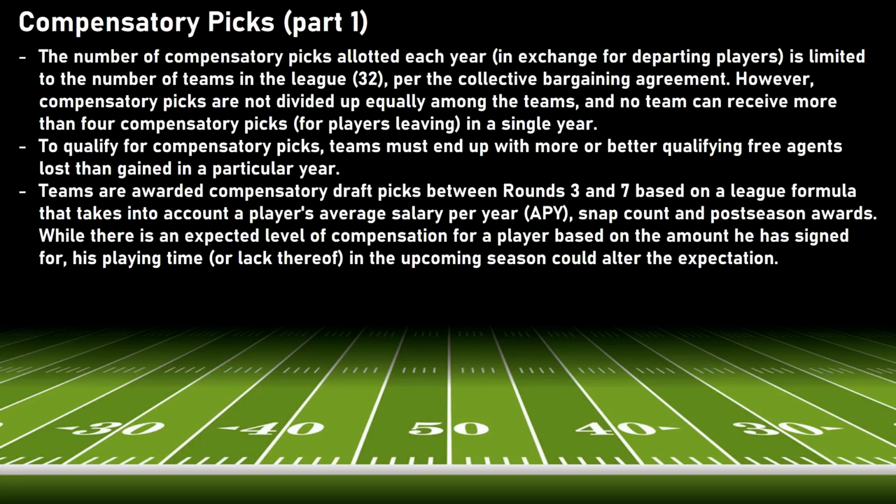And it's limited to a number of teams in the league, 32 per the collective bargaining agreement. However, comp picks are not divided equally among the teams, and no team can receive more than 4 comp picks. For players leaving, they can receive more than that total in a single year. Teams are awarded comp picks in between rounds 3 and 7 based on a league formula that takes into account a player's average salary per year, snap count, postseason awards. While there's an expected level of compensation for a player based on the amount he is signed for, his playing time or lack thereof in the upcoming season could alter the expectation.